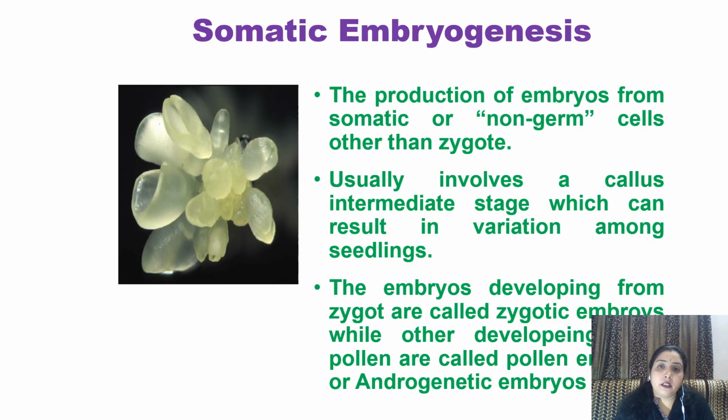Somatic embryogenesis. The production of embryos from somatic or non-germ cells, that is, other than the zygote, usually involves a callus intermediate state. That means first of all callus is formed and then it forms a new plant. The embryos developing from the zygote are known as zygotic embryos, while the others developing from pollen are known as pollen embryos or androgenetic embryos.